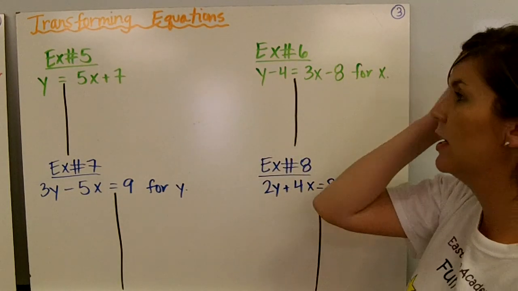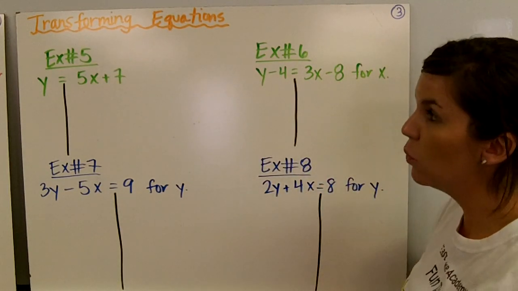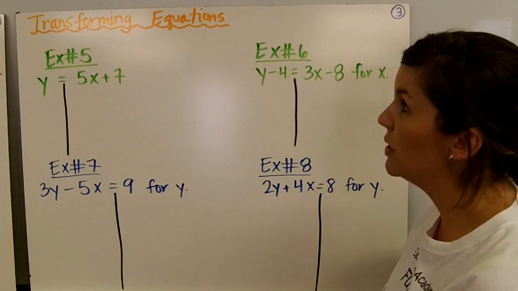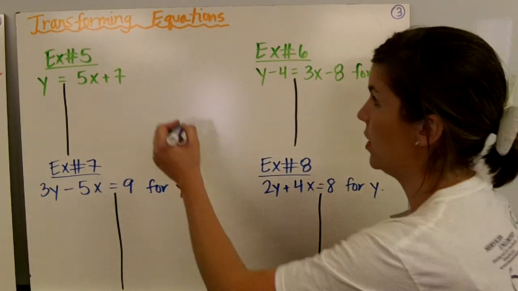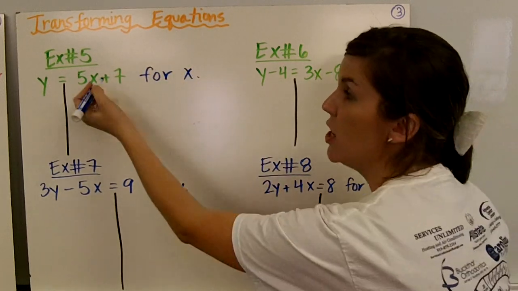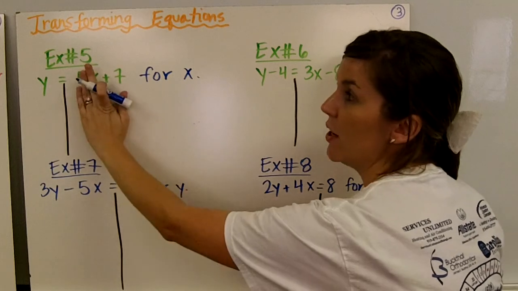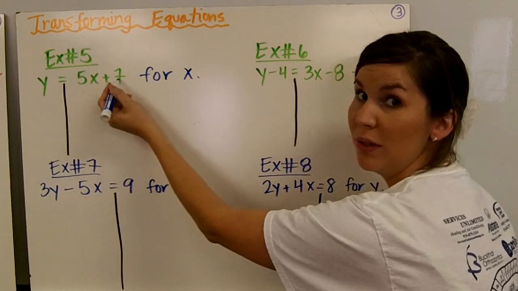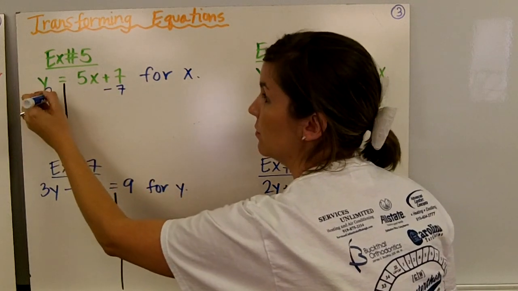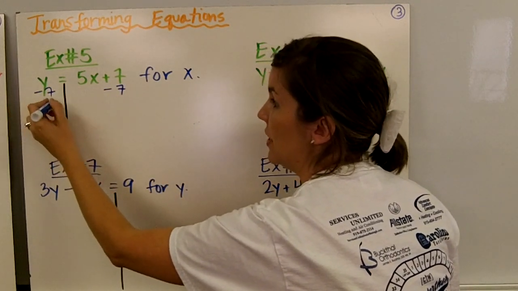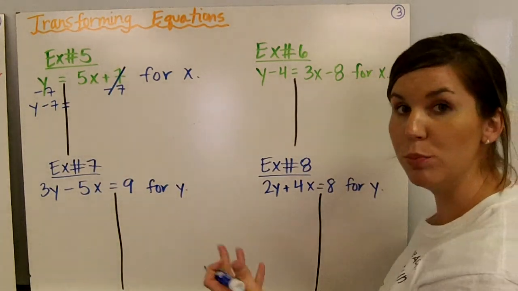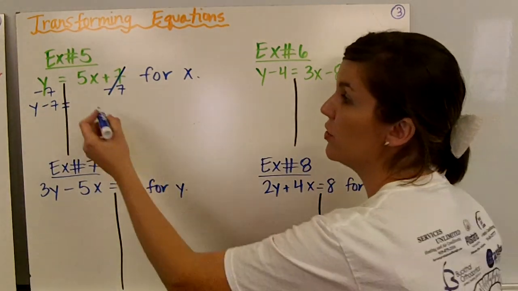Transforming equations. Example number 5. Y equals 5x plus 7. So I want to solve for x. Okay, so 5x is right here. If I cover that up, I need to get rid of the plus 7 first. So the opposite of addition is subtraction. So now I have y minus 7 on the left. Those 7's will cancel. Positive 7 and negative 7 cancel each other out.